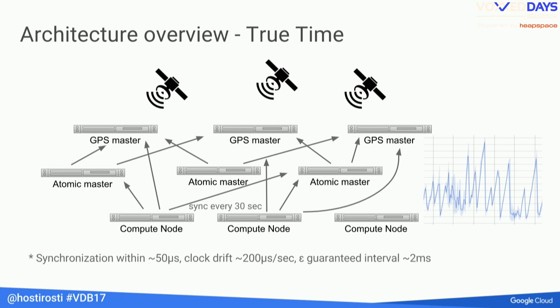Now, we have to make sure that these are synchronized in intervals. And you see behind me, the clock drifts about 200 microseconds a second. So we are synchronizing these clocks every 30 seconds, and we can stay within a single-digit millisecond range of this interval. That's actually pretty good and helps us a lot in terms of the performance that we can achieve in the database.